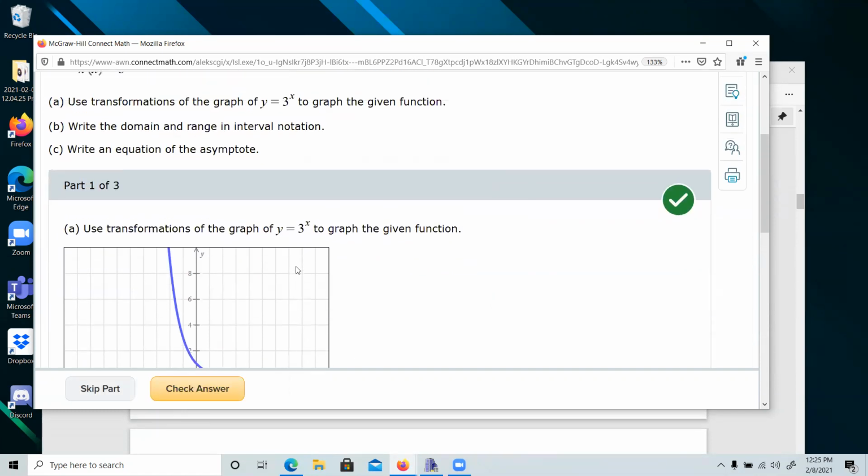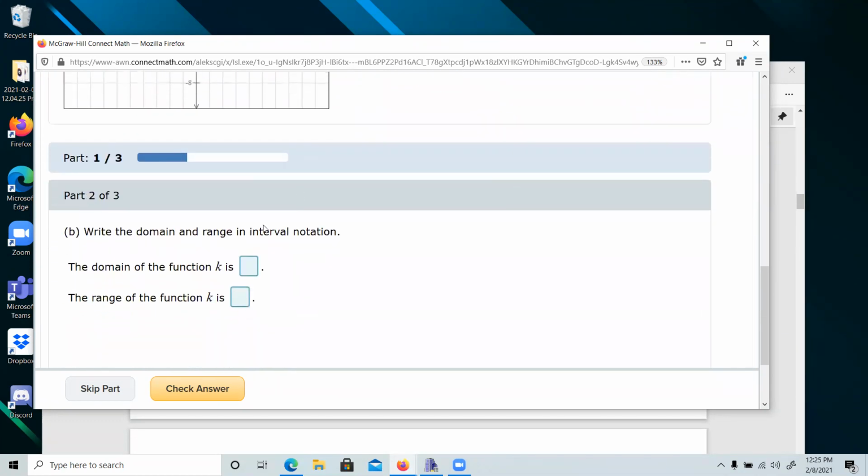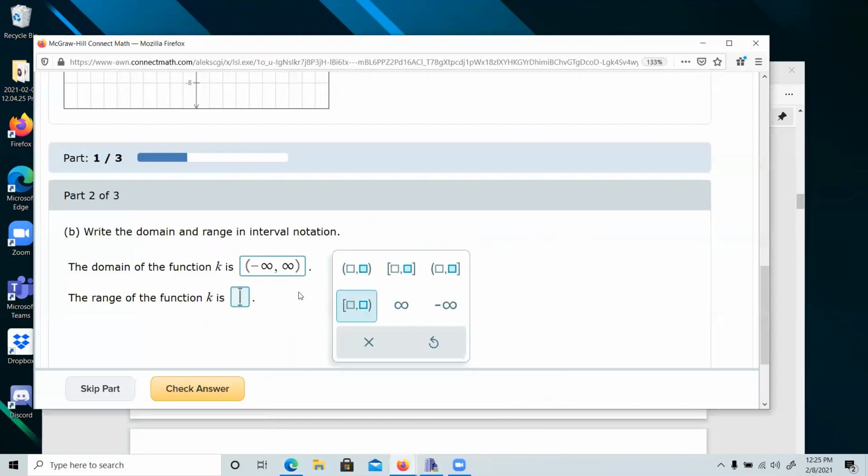Okay, they didn't give us any other transformations to deal with. They just said k is equal to 3 to the -x. Like, great. The domain, same as always. There's nothing that comes out here. And the range, okay, look at my range. Just because it's infinity down to 0, we still write it from smallest to largest. Okay, so we still have 0 and then to infinity, and there we go.